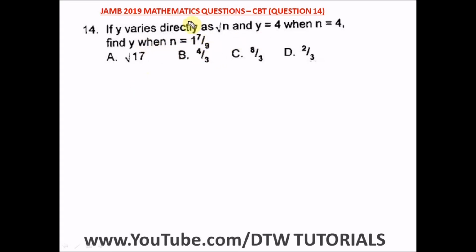So this is variation and it says y varies directly. So y varies directly to the square root of n. And y is equal to 4 when n is equal to 4. When they give us this, it means we have to find our constant k.